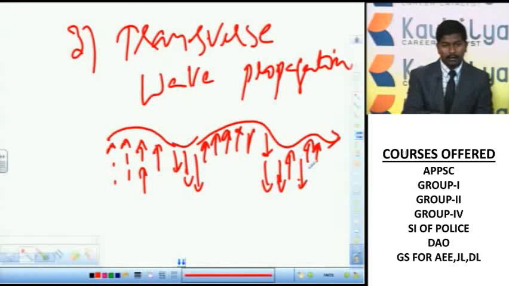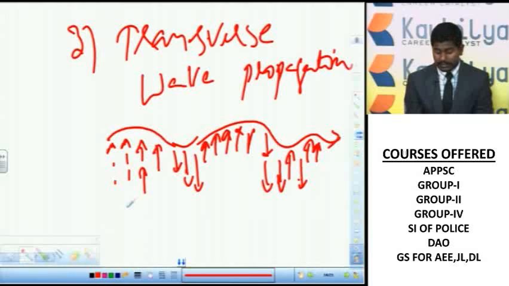Here the vibrating particles move up and down like this. Not in the case of P waves. In P waves, the vibrating particles move like this. But in the case of S waves, they move up and down. So the propagation of the vibrating particles is perpendicular to the wave direction. This is called transverse wave propagation.